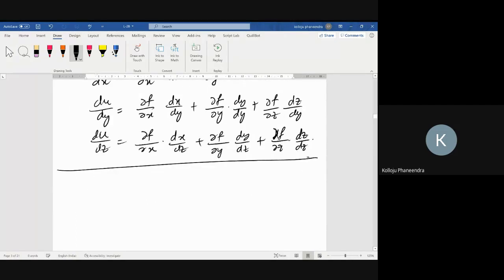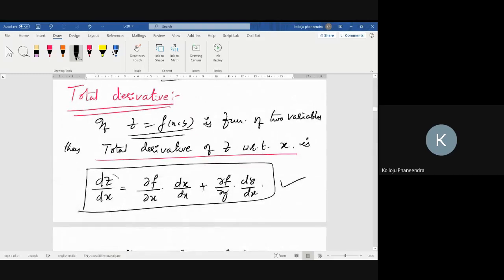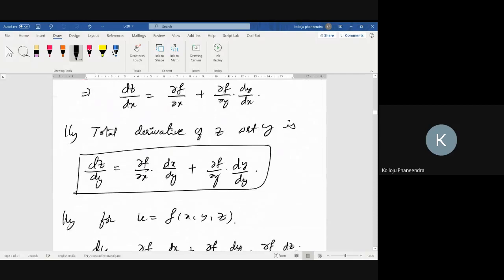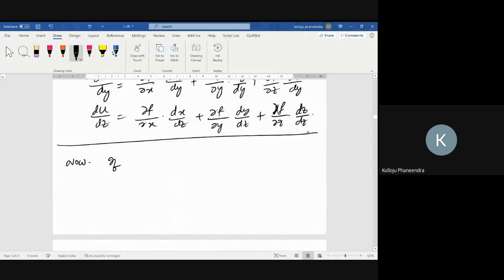Now see, all of these are explicit functions. If z equal to f, that means z is expressed in terms of x and y, u is expressed in terms of x, y, z, that means explicit functions. For example, composite function, let me define this one first. What is this composite function?